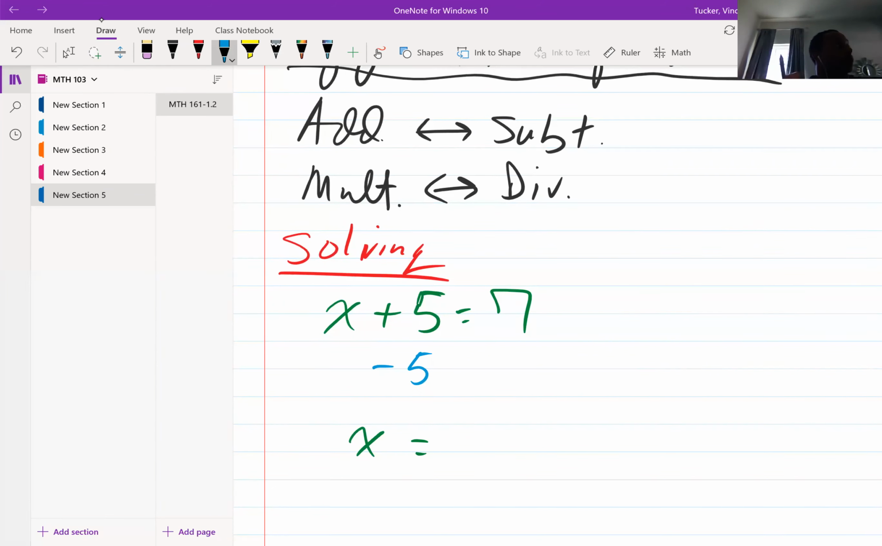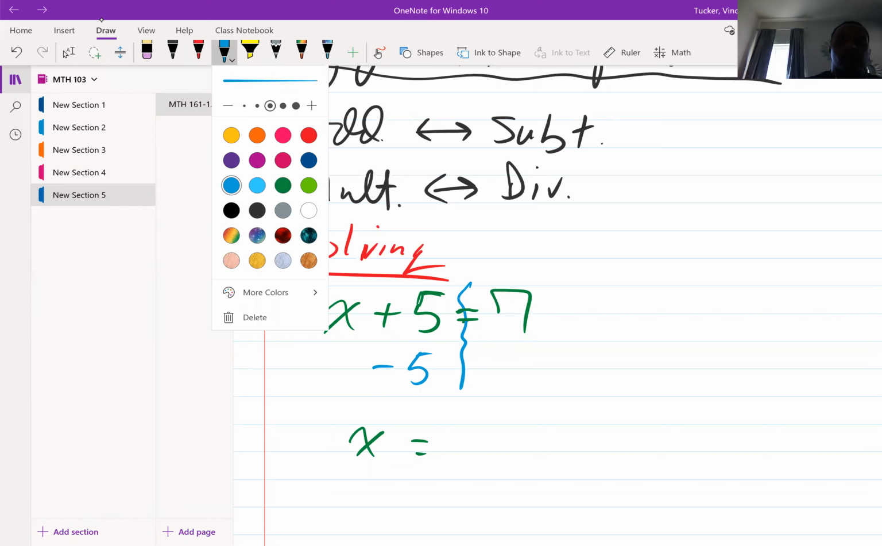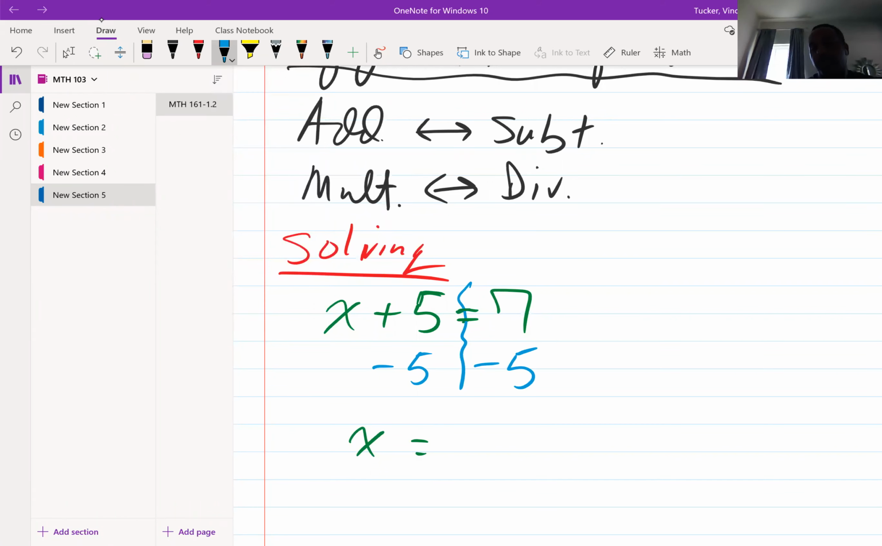Now your equation is split up into two sides, right and left side of your equal sign. In order to keep your equivalency, if you're going to subtract 5 on one side of your equal sign, you have to subtract 5 on the other side as well. So that 5 cancels on the left, leaving me with just x. And then on the right, 7 minus 5 is 2. So x equal to 2 will be my answer. And that right there is the foundation of solving any equation. You're trying to undo what's being done to your variable. Your goal is to get your variable on one side of the equation alone.